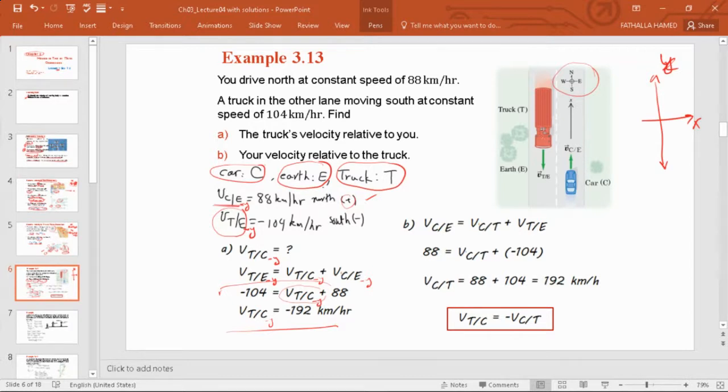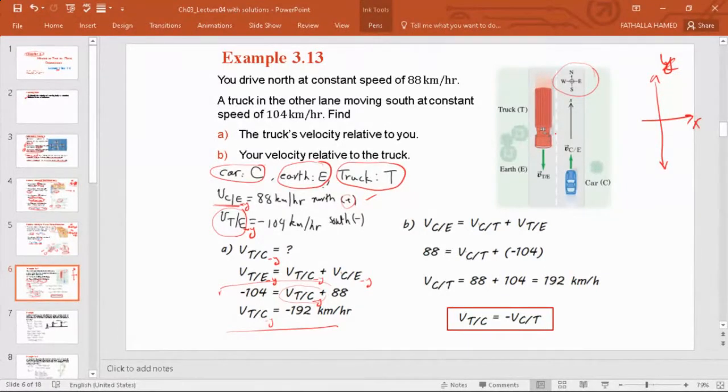So now let's look at the truck here. If the truck is stationary, not moving, and the car is moving toward the truck, now in that case, you will look at things relative to you. So you feel the truck, even though the truck is not moving, is coming toward you, even though you're the one who's going toward the truck. So if you're moving north, the truck will be moving south relative to you. And if the truck is stationary, and you're moving at 88 kilometers per hour north, you will think that the truck is moving south toward you, which will be minus 88 kilometers per hour.